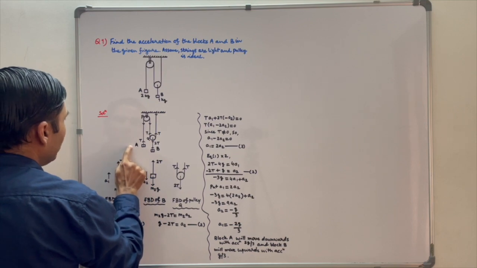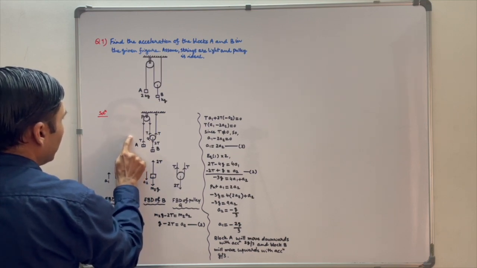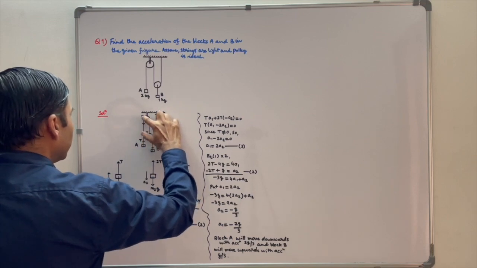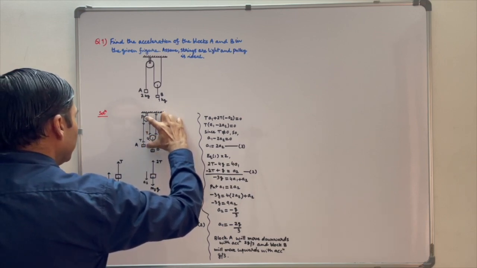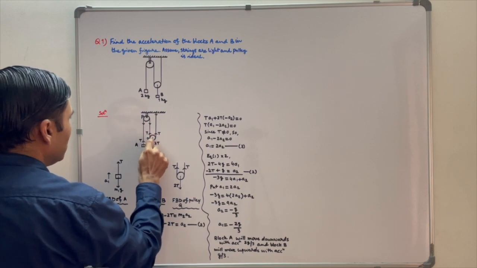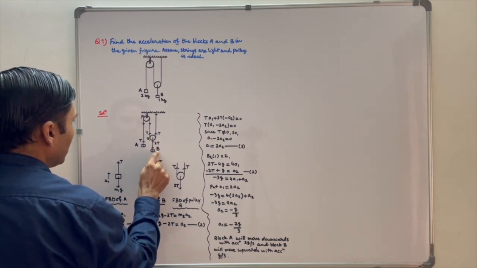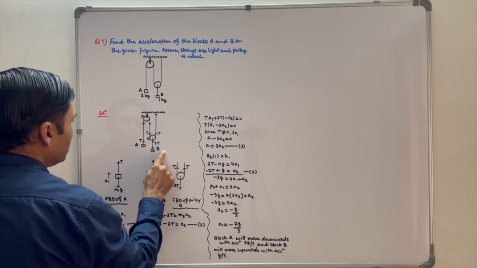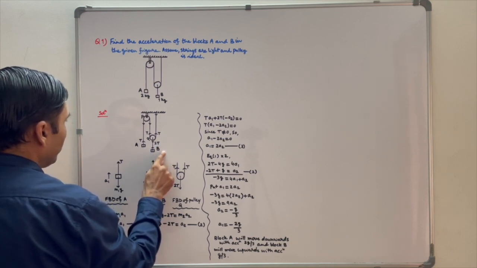Suppose this block is moving upwards with acceleration a1. When this moves up, the length of this segment will decrease and the length of this segment will increase. As a result, this pulley will come down and the attached block B will also come down. Suppose B moves downwards with acceleration a2.